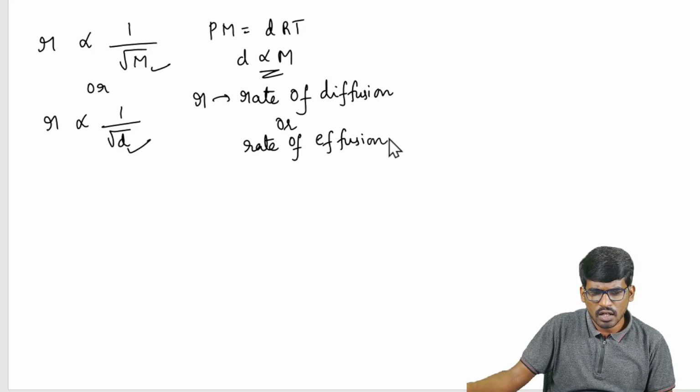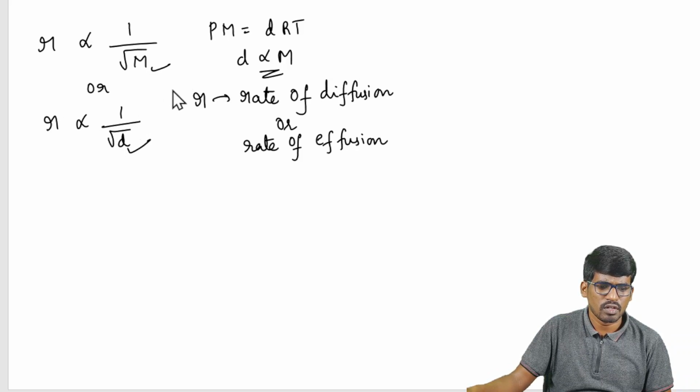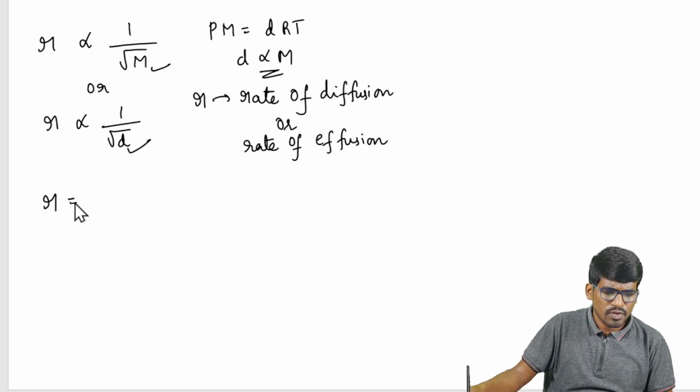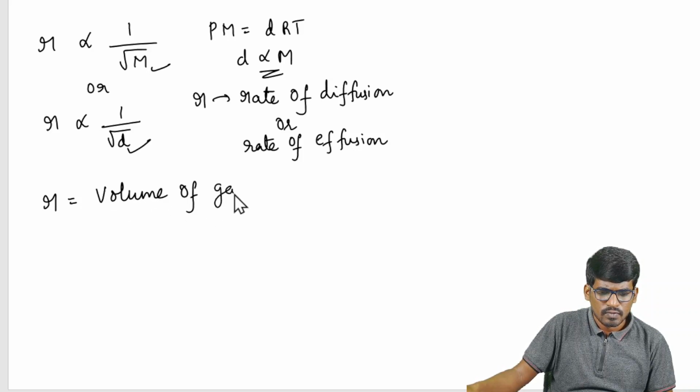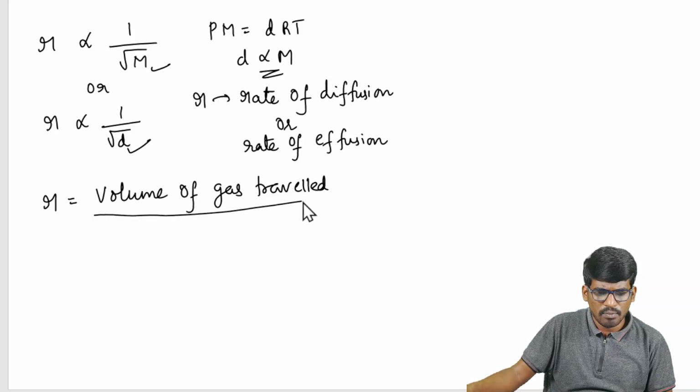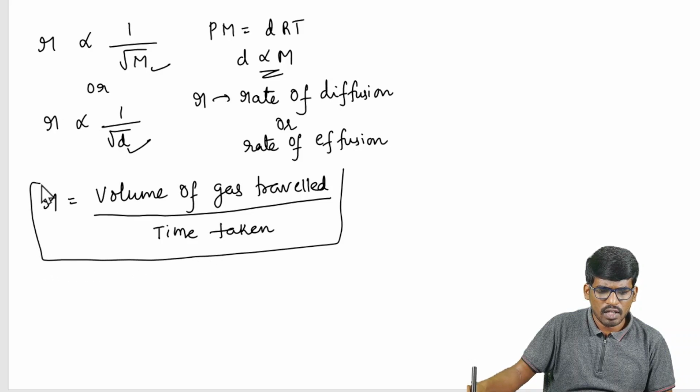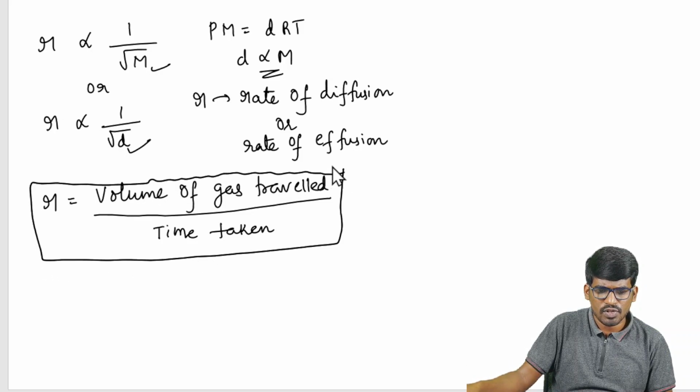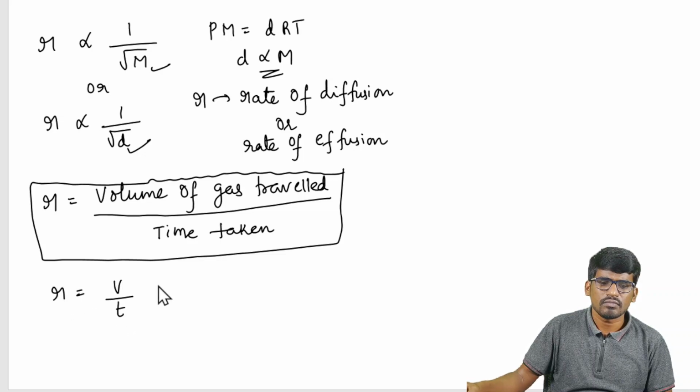Rate of diffusion or effusion can be taken. R is inversely proportional to the square root of M, and R is inversely proportional to the square root of the density. And this rate of diffusion can be given as the volume of the gas traveled per unit time taken for the travel. Volume of the gas traveled upon time taken can be taken as rate of diffusion. This I can simply give as R is equal to V by T, right?